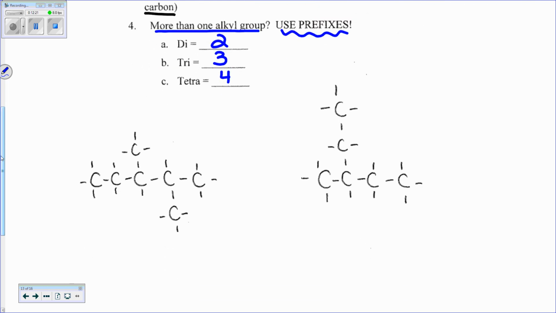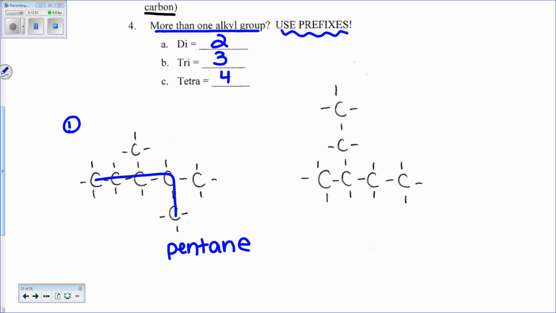So if I go down to this first one, we'll call this number 1. We're going to first find our longest chain. Let's see, I think I can touch 5 in a row if I just go straight. I can touch 5 in a row if I bend it. Heck, let's bend it just to be fun. I can touch 5 in a row. So, okay, 1, 2, 3, 4, 5, pent. Single bonds, ane. So here's my pentane.